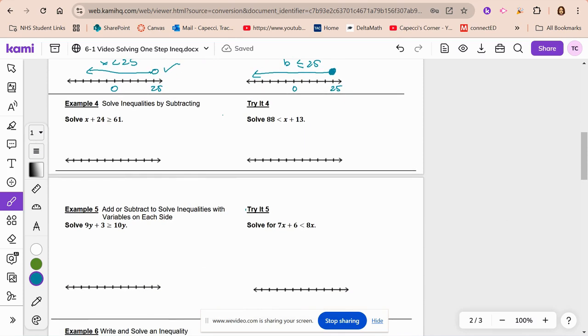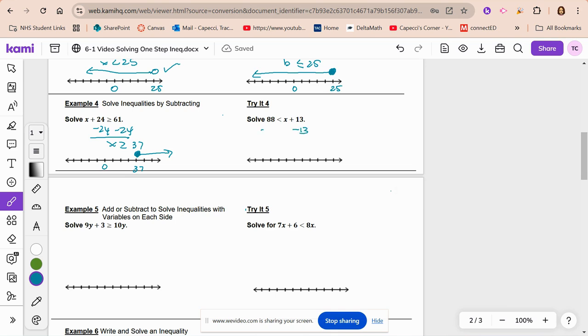All right, as we keep going, again, I'm going to subtract 24. Again, I'm still trying to get x by itself. So I have x is greater than or equal to 37. So again, I have my 0 somewhere, and then I have 37. Closed circle to the right because 37 and all numbers greater than 37 are part of my solution set.